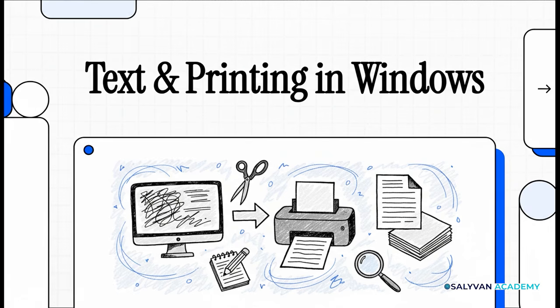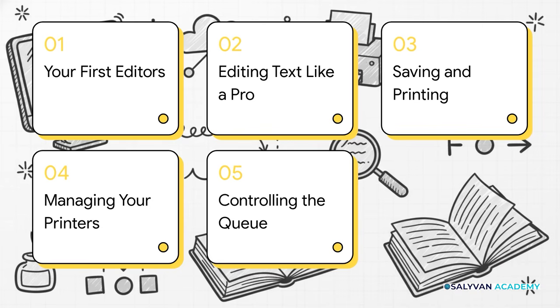Let's jump right in. So here's the plan. We'll start by looking at the editing tools that Windows gives you right out of the box. Then we'll dive into some pro editing skills, figure out how to save and print your work, get a handle on managing your printers, and finally, take control of the print queue. It's the whole journey, from your first typed word to that finished page.